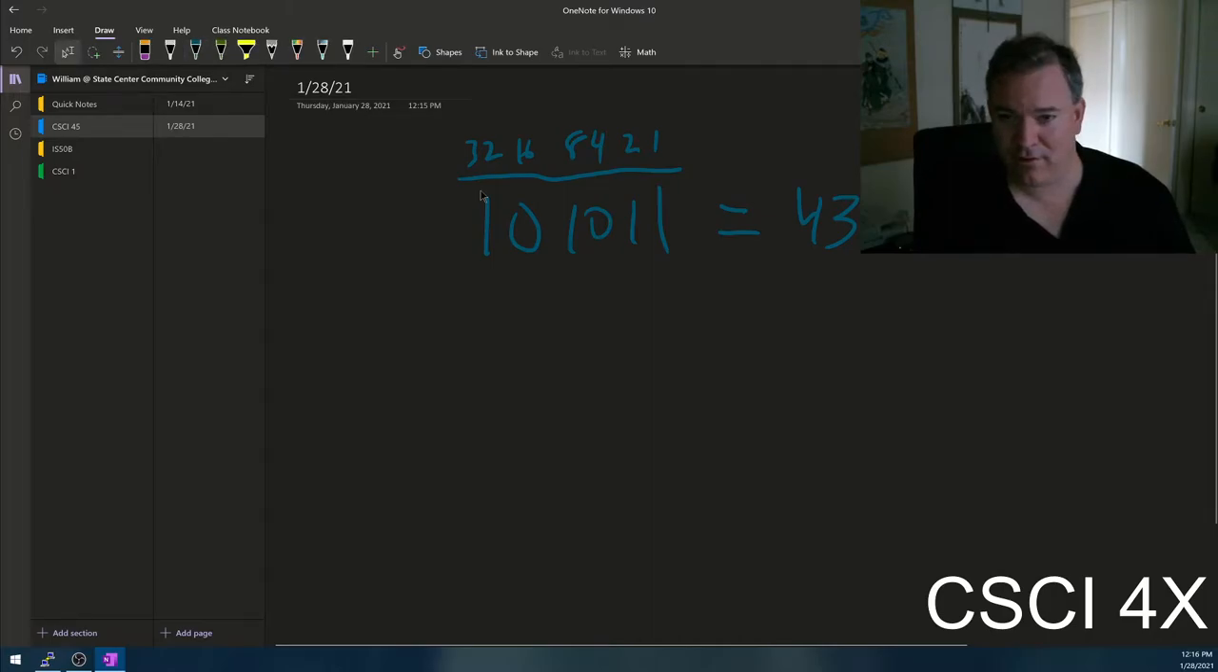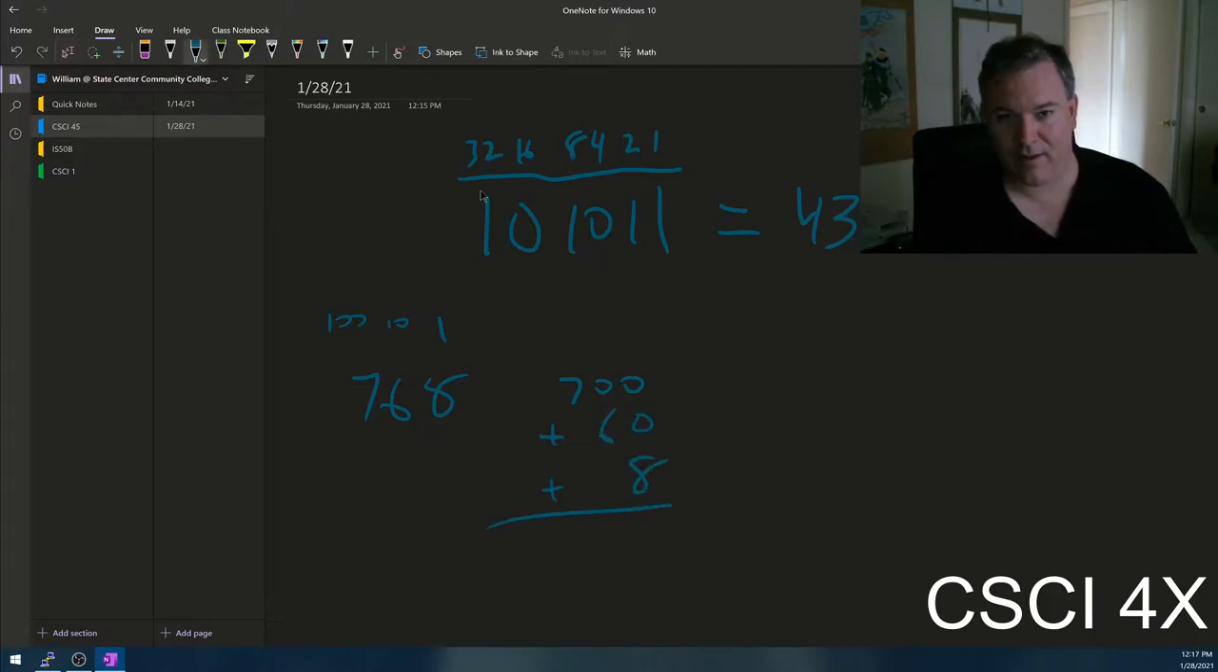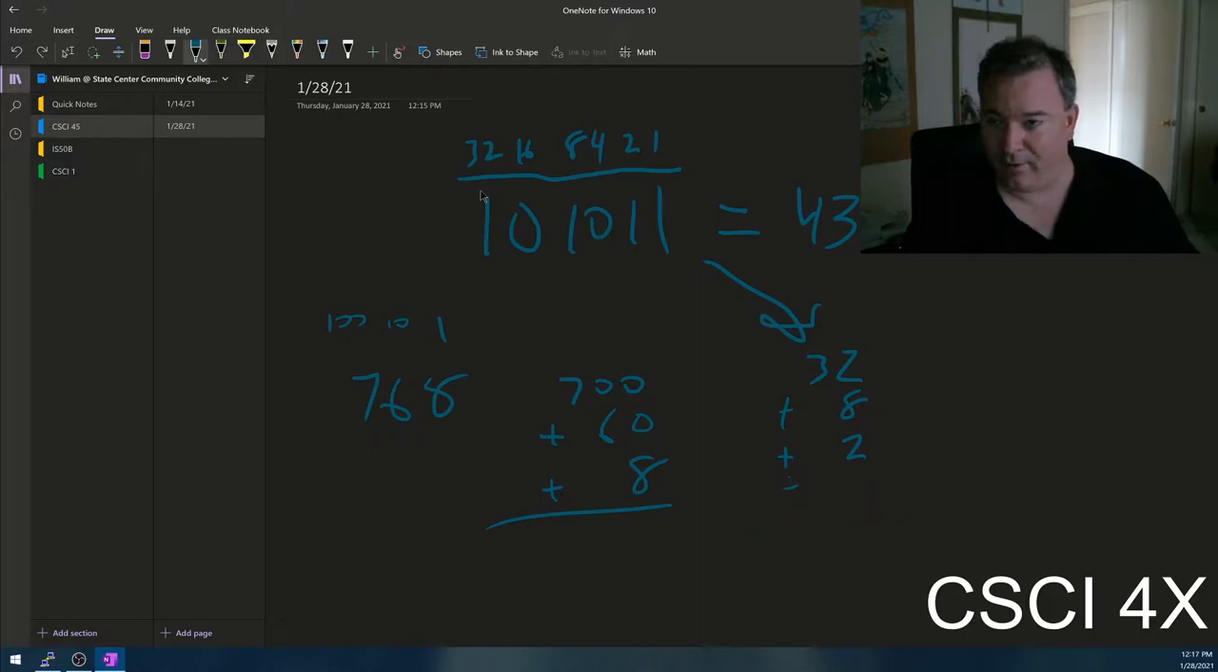Just each digit. When you have decimal, if you have like 768, that's the ones digit, the tens digit, the hundreds digit. So this is the same thing as 700 plus 60 plus 8, right? And so this in binary is 32 plus 8 plus 2 plus 1. It's 43. That's reasonable. Okay, you guys got that? Undo all that then.